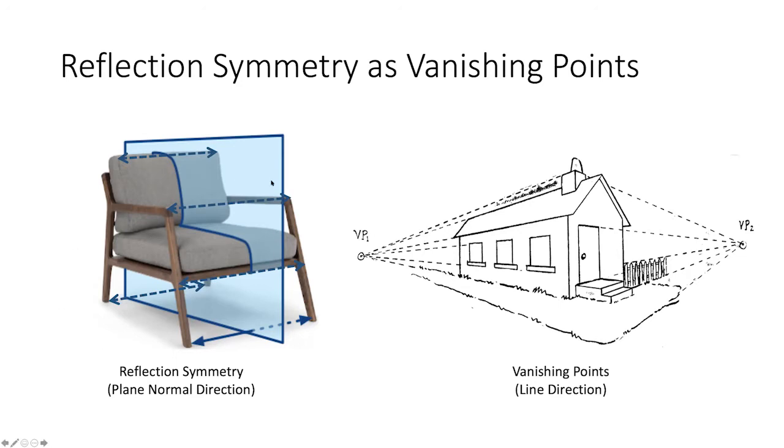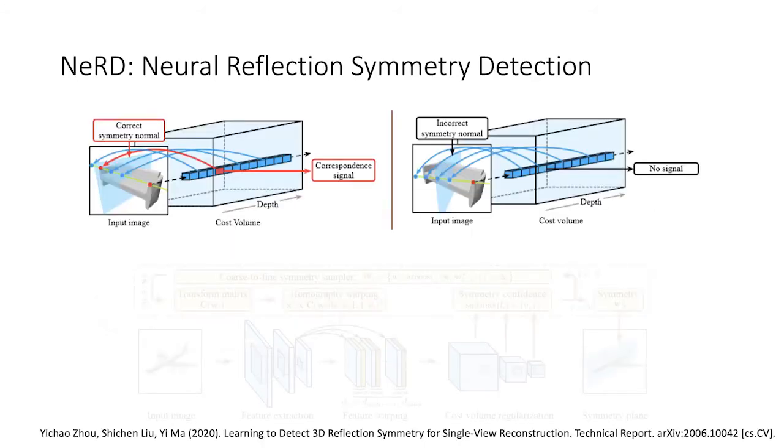Hence, a single image like this is actually equivalent to two images, right? This is equivalent to looking at the chair from both left and right. The question is, how do you incorporate that into the learning, into the computation?